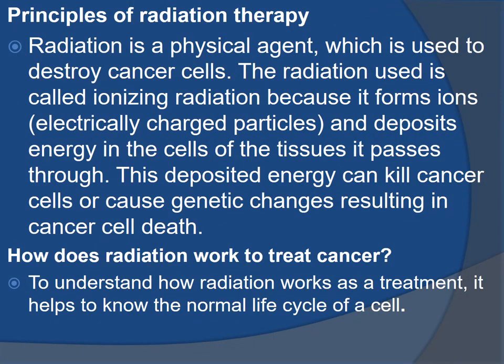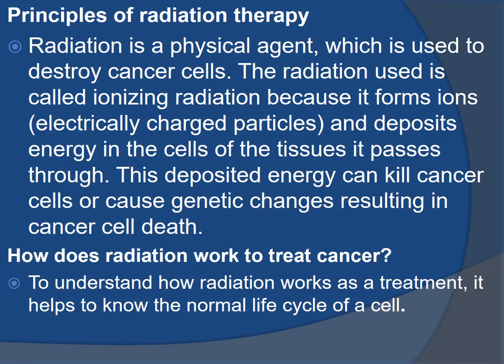Principles of radiation therapy. Radiation is a physical agent which is used to destroy cancer cells. The radiation used is called ionizing radiation because it forms ions and deposits energy in the cells of the tissue it passes through. This deposited energy can kill cancer cells or cause genetic changes resulting in cancer cell death.